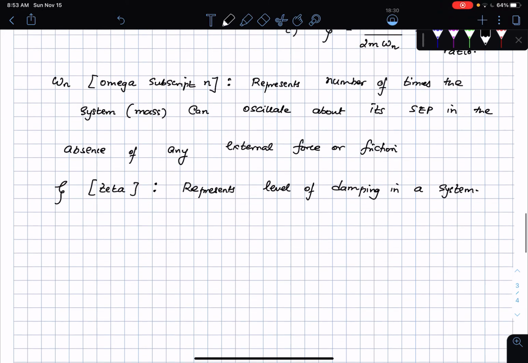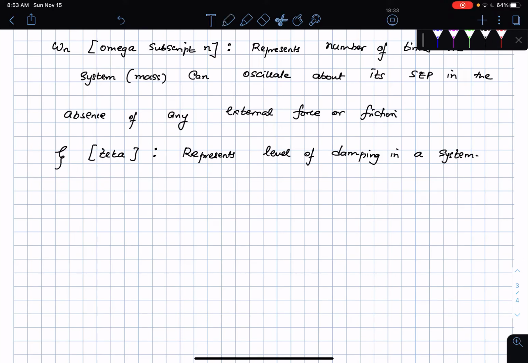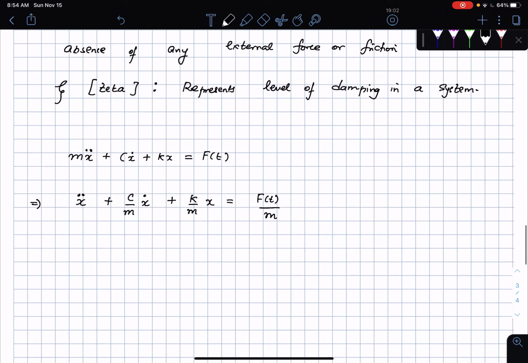This equation of motion, we're going to start manipulating it. So I have this here, then I'm going to start dividing through by m, so that I'm going to get x double dot plus c by m x dot plus k by m x is equal to f of t by m. And one can do several things.